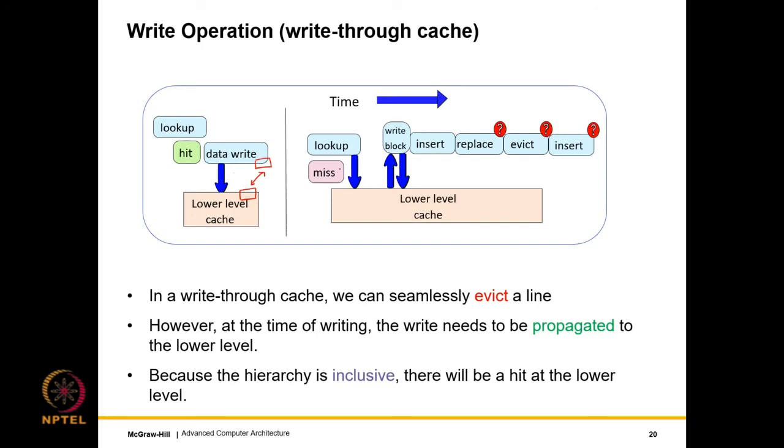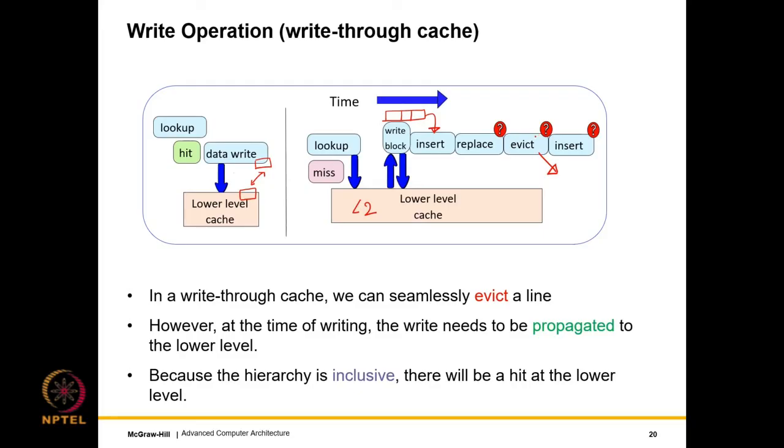Let's see how. Let us assume that there is a miss at the upper level. So let's say there is a miss in L1, we access L2. Since it's a write through cache, we perform a write in the L2 cache as well. We fetch the entire contents of the block, and we write to it. Then we try to insert it. If we are not able to find a free line, we find a candidate for replacement. We will see how. And then we just seamlessly evict the block.